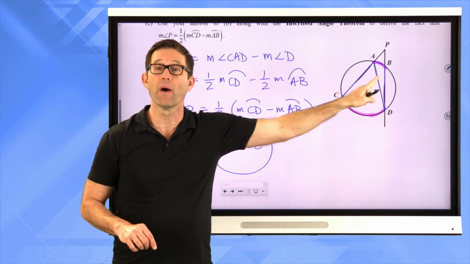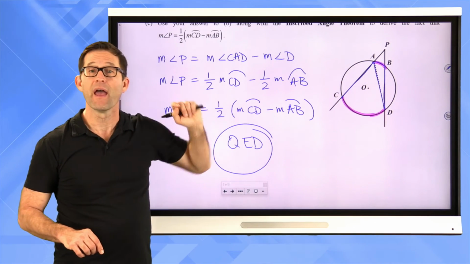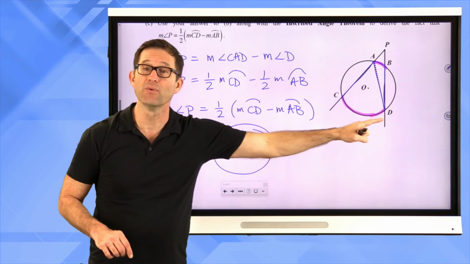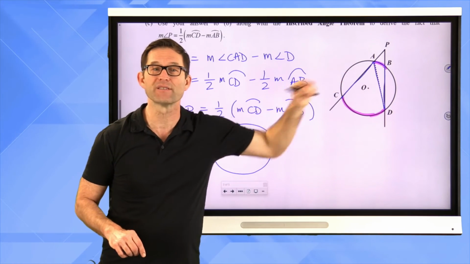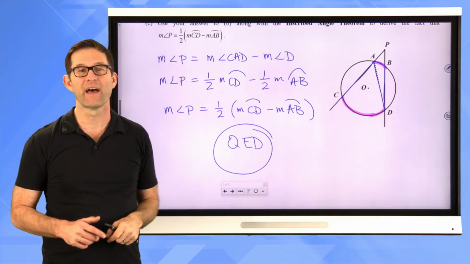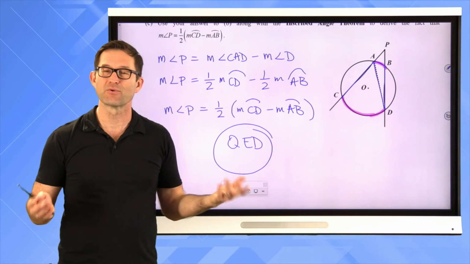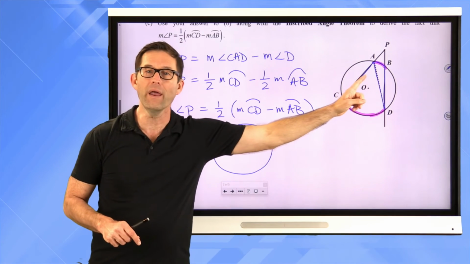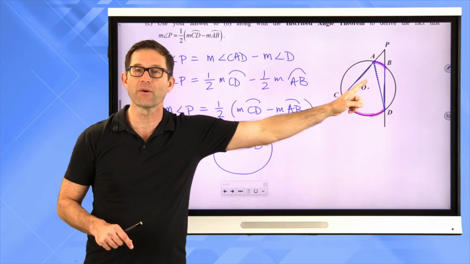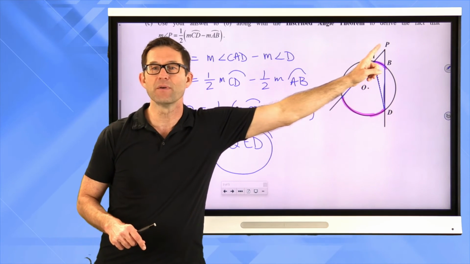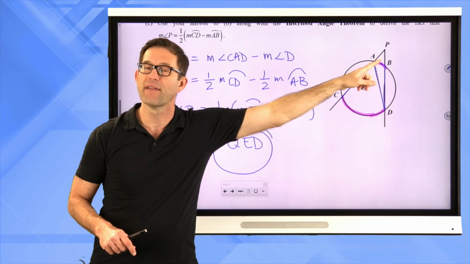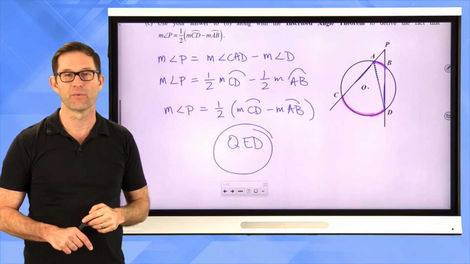But both of those two angles are inscribed angles, and therefore we can just substitute in for them 1/2 of their intercepted arcs, and that's where that subtraction comes from, right? The subtraction really comes from the fact that one of those angles is an exterior angle, which means it must be the sum of those two angles, and then we just rearrange it to get our desired result.